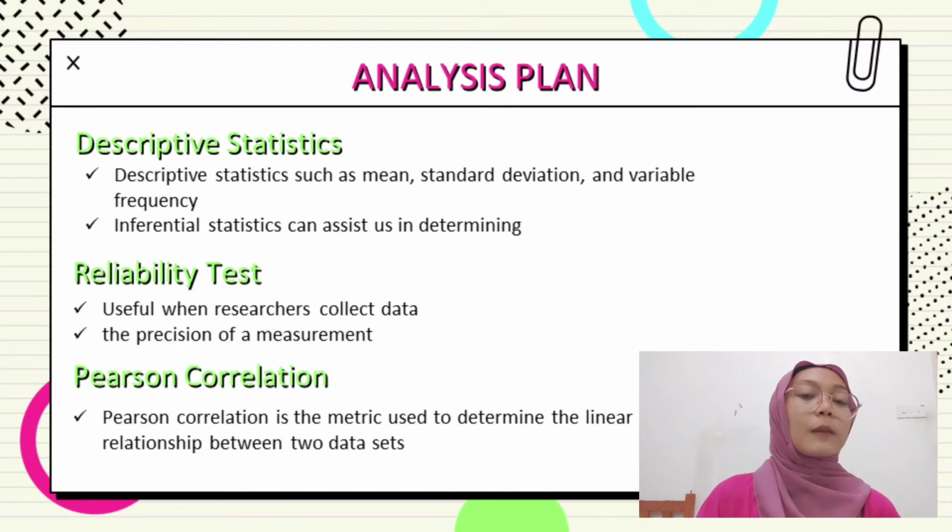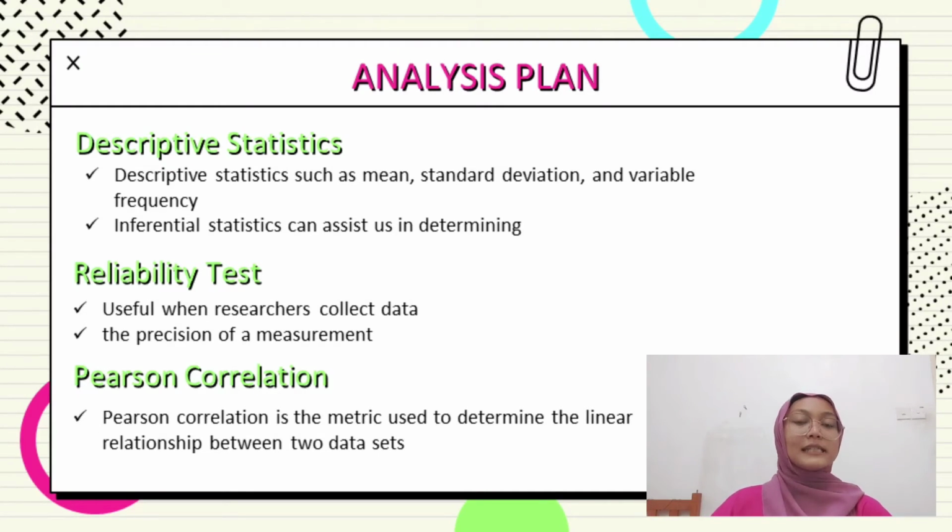The second point is the reliability test. This tool is useful when researchers collect data and assign ratings, scores, or categories to one or more variables. The reliability test is a measure of consistency of a measurement. In the study, reliability was tested for both independent and dependent variables.